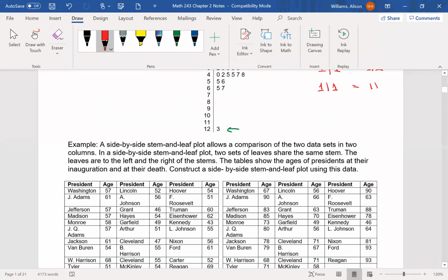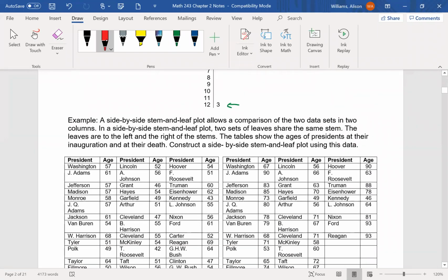Now, this next example wants us to do a side-by-side stem plot. So what that's going to look like is we'll have a stem plot on the right, going the way we've been drawing them. The leaves will go to the right, and then we'll also at the same time have one going to the left, leaves going onto the left side. So that's how we'll do a side-by-side plot.